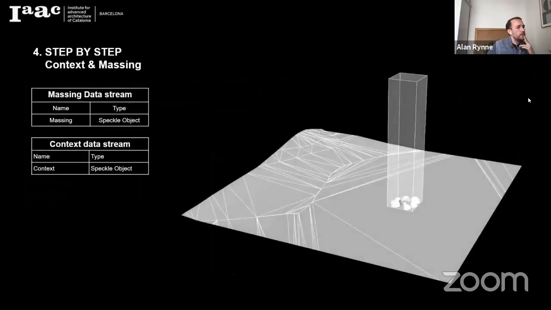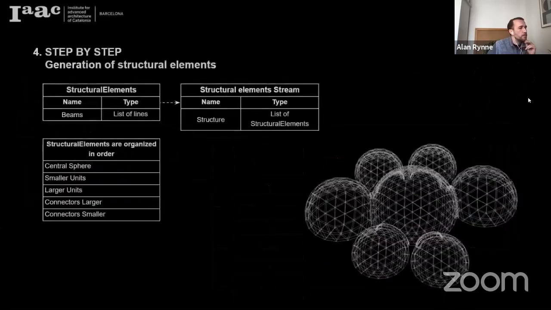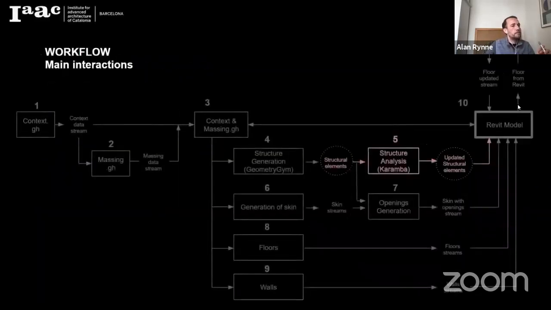Then we combine those two streams, the context and the massing, into one initial file. The next step is for the engineer to generate the structure using Geometry Gym. So our output from this step would be the list of structural elements, and those objects are composed of the list of lines that represent the beams. They're also organized by the size of the units. And we also have two additional objects that contain lines of connectors, connecting the center unit with the larger and smaller units.